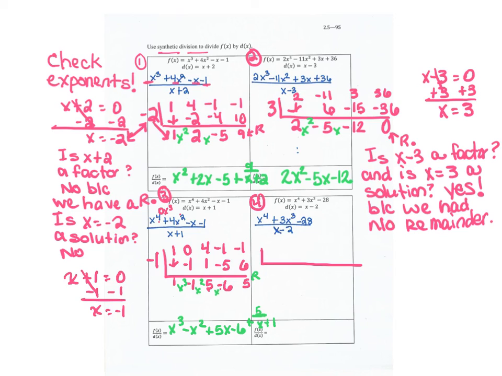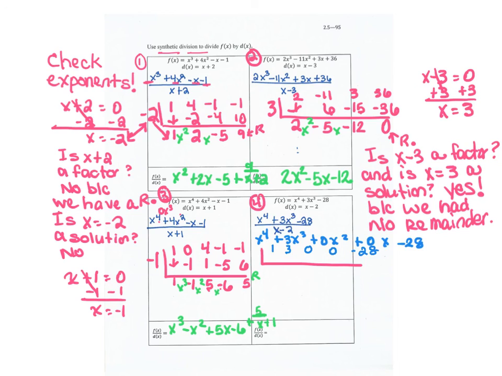So, are we missing any exponents? We are. We're missing 2. We have x to the fourth plus 3x cubed plus 0x squared plus 0x minus 28. Alright, so we have rewritten our polynomial so that we have our descending power of exponents. Then we are going to write our coefficients down: 1, 3, 0, 0, and -28.